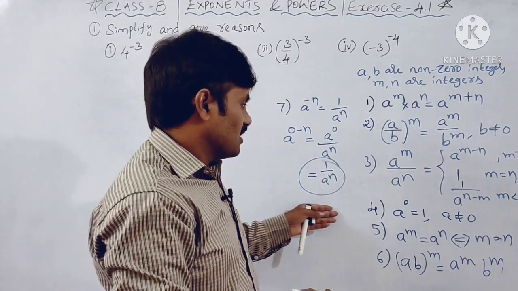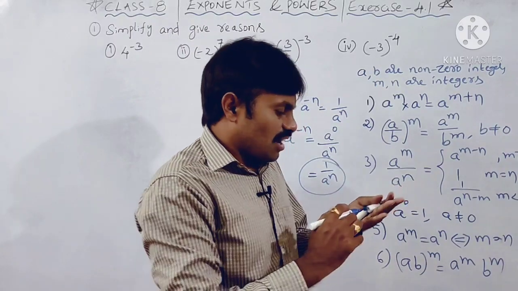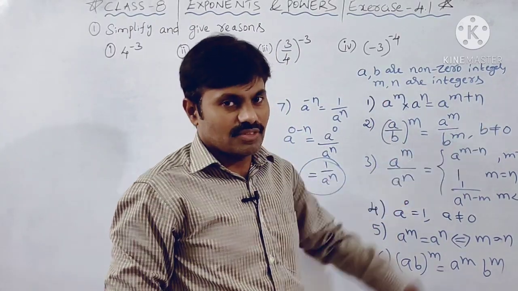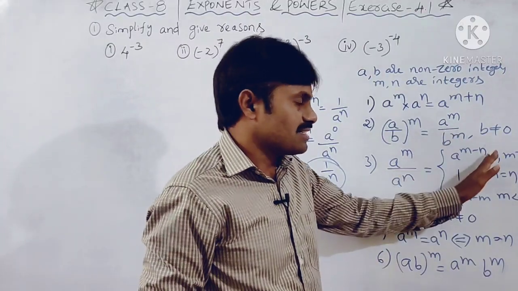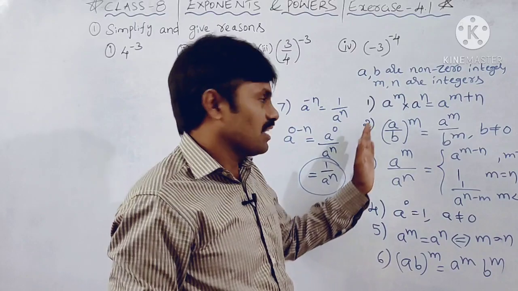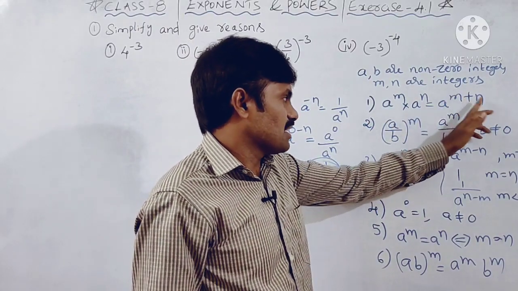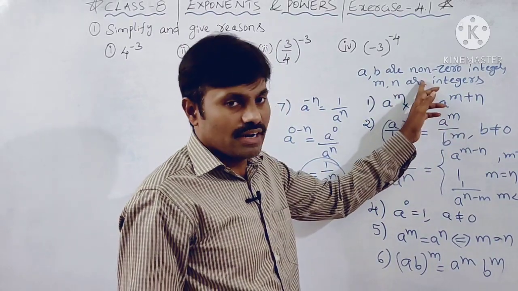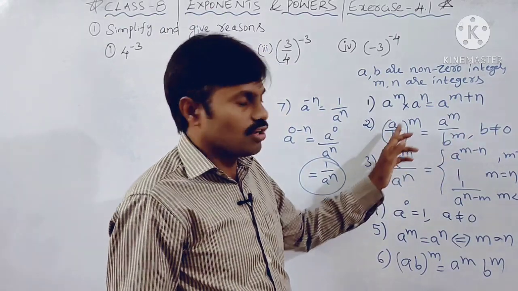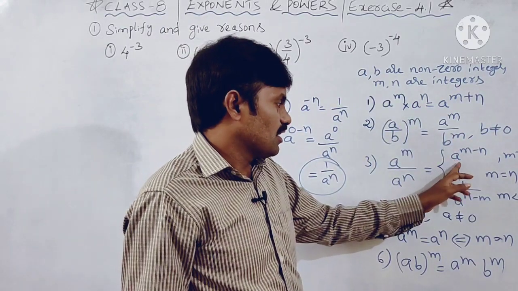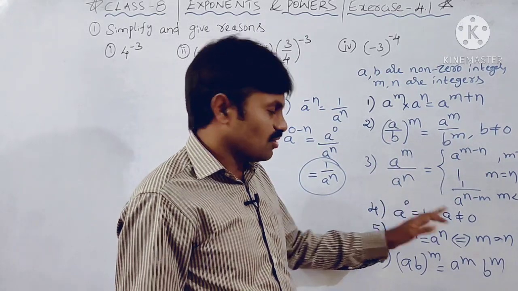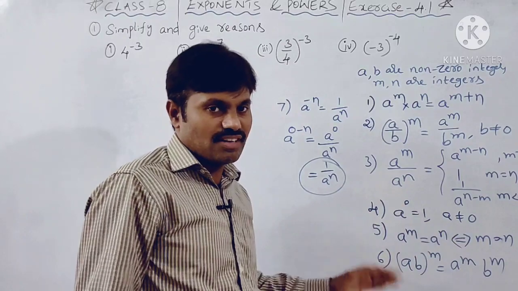Now see, most of the time we remember the laws from left to right. Not only that, if they ask the right side, you must be able to say the left side also. So a to the power of m plus n can be written as a power m into a power n. A to the power of m by b to the power of m can be written as a by b whole to the power of m. And a power m by a power n is a power m minus n. So from right to left also you must remember.